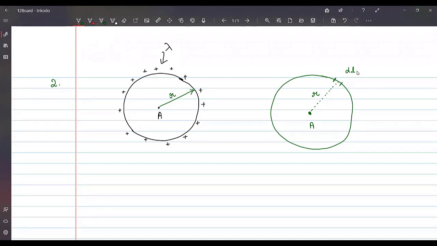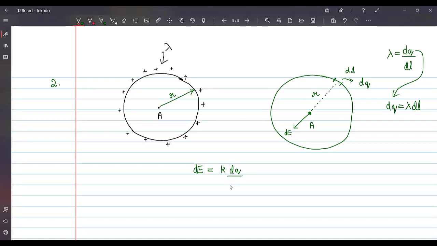And the positive charge on this, if you want to write the charge on this, that is dq, you can write dq as lambda dl. Why? Because my lambda is dq by dl. So dq is lambda times dl. Now this charge will give a field in this region, in this direction. Call it dE. The value of dE is easy to write. dE is equal to k dq upon r square.